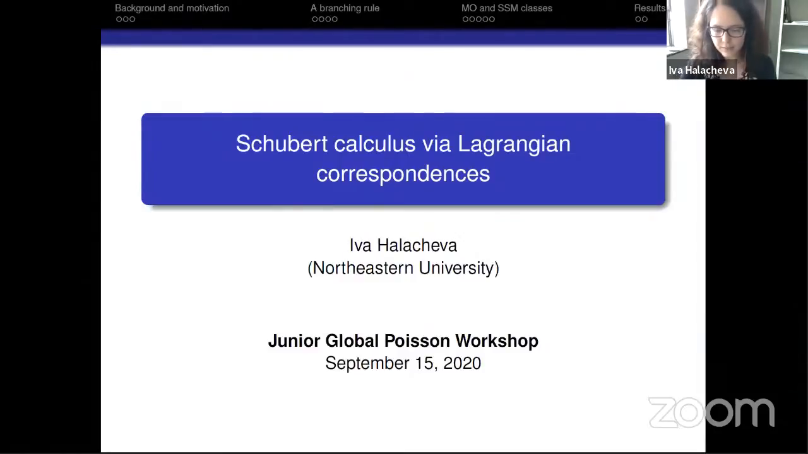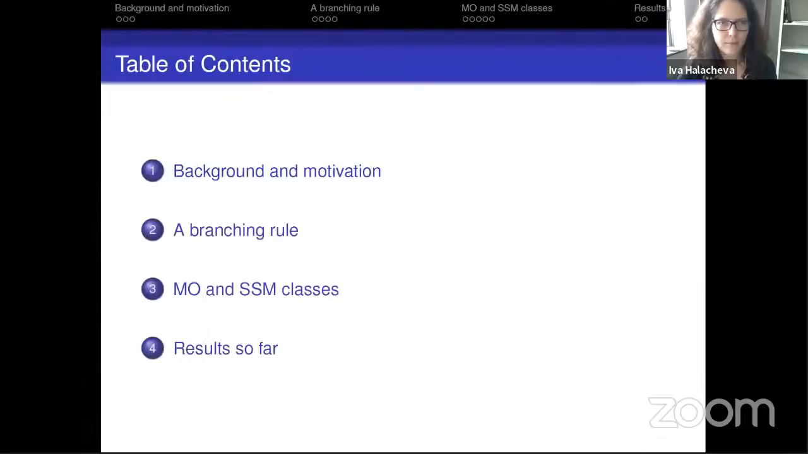So, okay, let me start with a little bit of an overview of what I'm going to talk about. I'll start with some background and motivation for Schubert calculus and what the classical questions there are. And then I'm going to talk about a branching, in cohomology, but more of a combinatorial nature. And then I will explain how, with my collaborators, we would like to interpret it and upgrade it to a more geometric picture. And I'll mention at the end some results towards this goal so far.